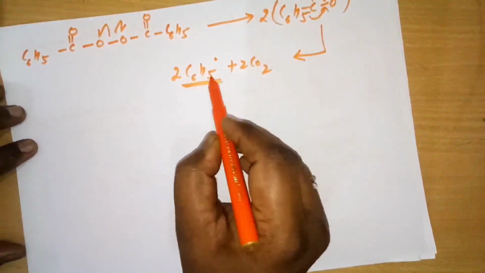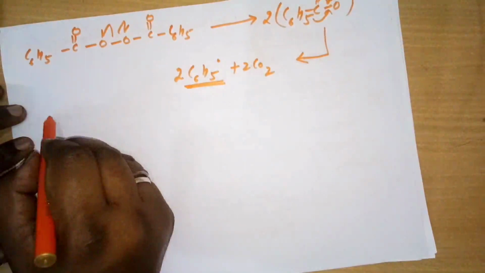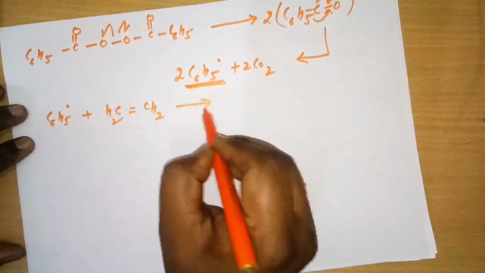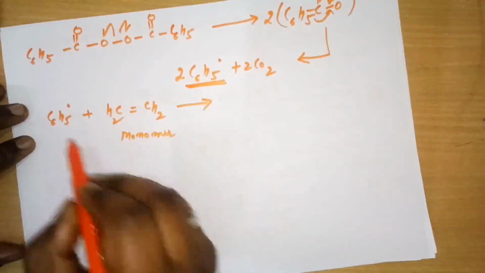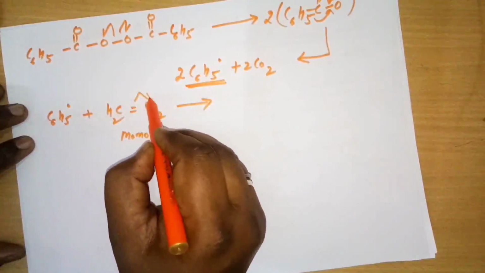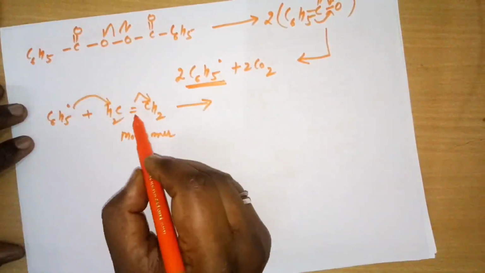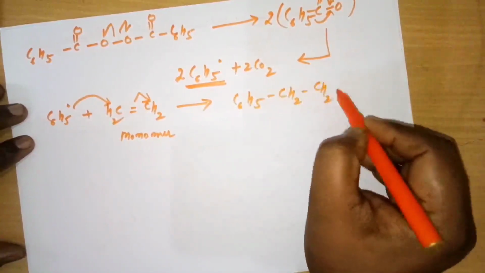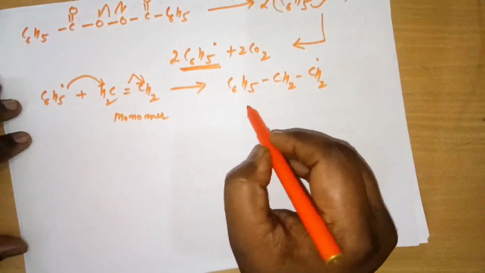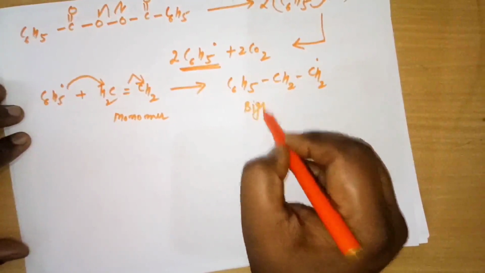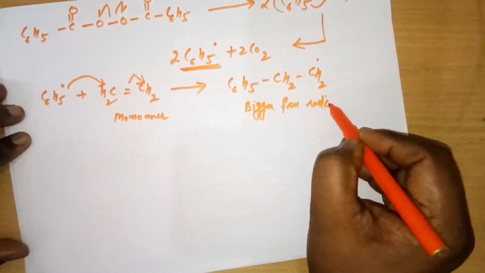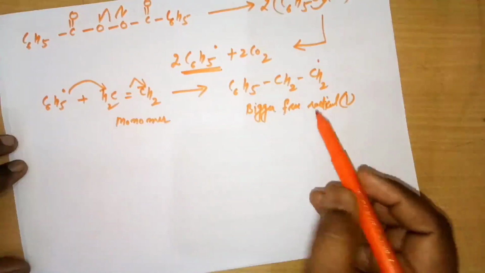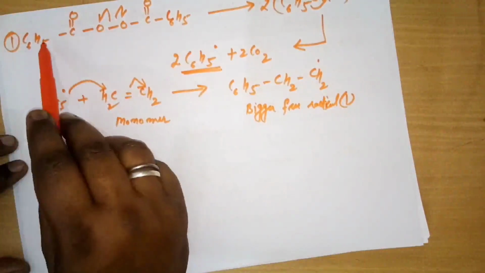Now this phenyl free radical attacks on the ethene molecule, which acts as a monomer. This phenyl attacks on this carbon, and the pi bond shifts to this carbon. This is a heterolytic fission here. Now we get C6H5CH2 as a free radical. We get another, bigger free radical. Now this free radical further reacts with ethene molecule and gives another bigger free radical. So this is the first step, which is known as chain initiating step.